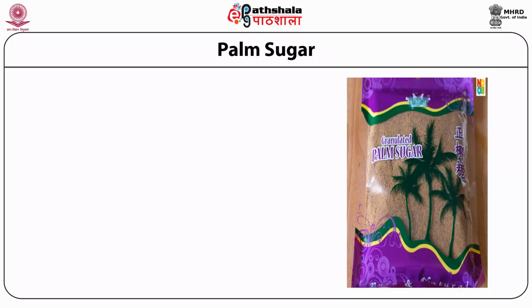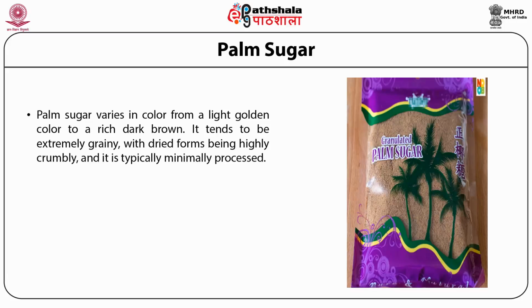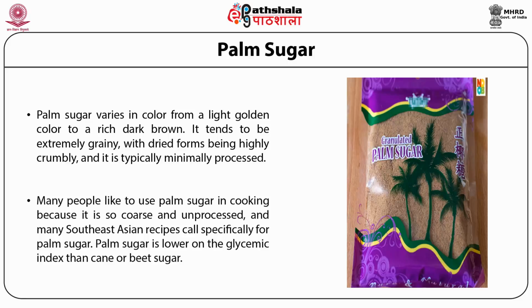Next comes a much more popular type of sugar, that is palm sugar. Palm sugar varies in color from a light golden color to a rich dark brown. It tends to be extremely grainy, with dried forms being highly crumbly, and it is typically minimally processed. Many people like to use palm sugar in cooking because it is so coarse and unprocessed, and many Southeast Asian recipes call specifically for palm sugar. Palm sugar is lower on the glycemic index than cane or beet sugar, so it has nutritional perspectives also.